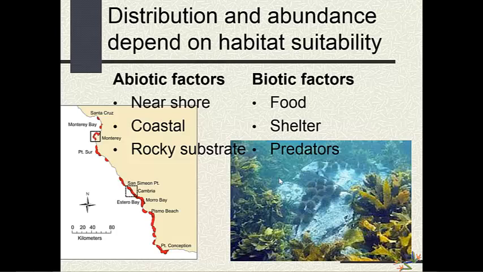But you can also see that there are interactions between abiotic factors and biotic factors. If abiotic factors, for example, were the substrate, that they are rocks, that's what kelp needs to hang on to. So, again, everything hangs together.